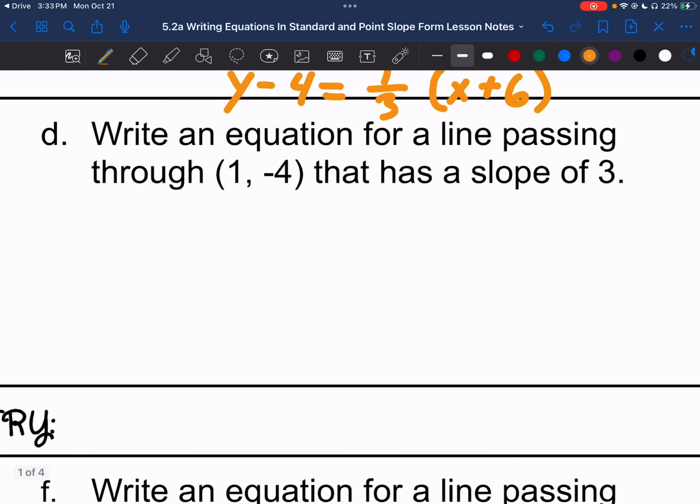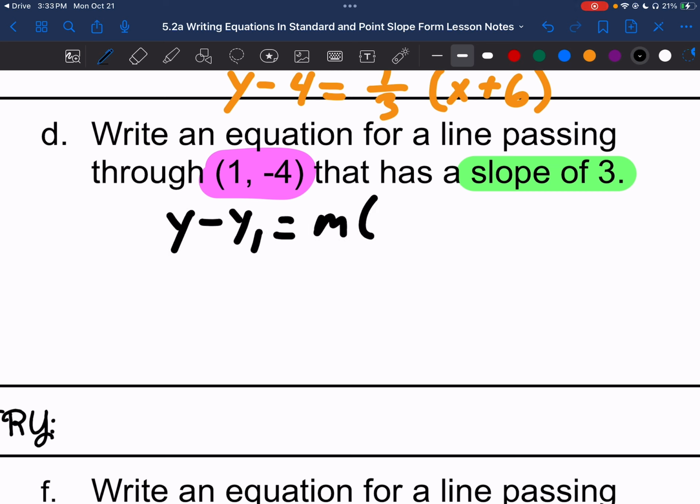Now, letter D, we want to write an equation for a line that has a slope of 3, but we're going through the point (1, -4). And so now we set up our equation. y minus y1 is equal to m times x minus x1. We're going to substitute in what we know.